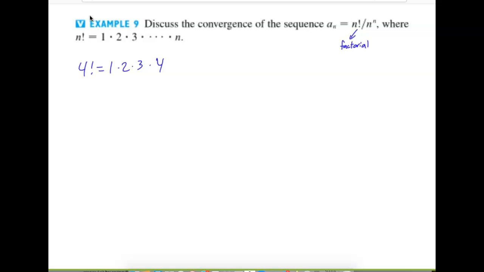All right, so let's explore the first few terms here, see if we can recognize a pattern and then maybe prove some convergence here. So if we talk about A1, that is 1 factorial over 1 to the 1, which is 1, right? We talk about A2, that's 2 factorial over 2 squared. That's 1 times 2 over 2 times 2, which is 1/2 because those 2's will cancel out. A3, that's 3 factorial over 3 to the 3rd. That's 1 times 2 times 3 over 3 times 3 times 3, which is 2/9. Right?